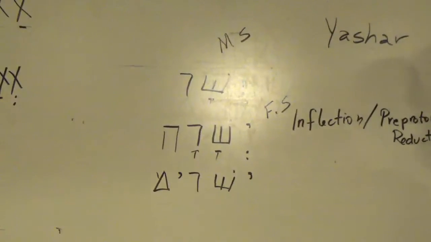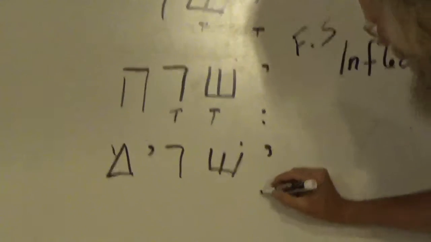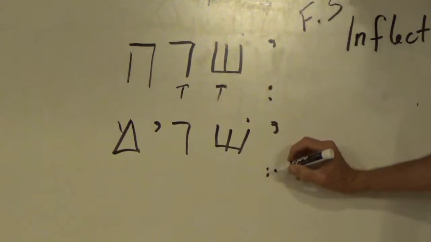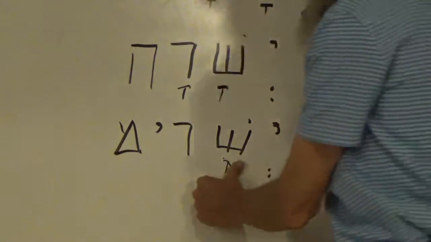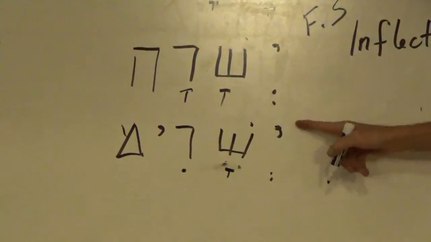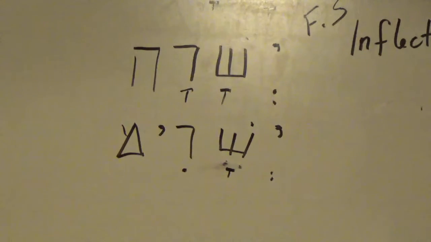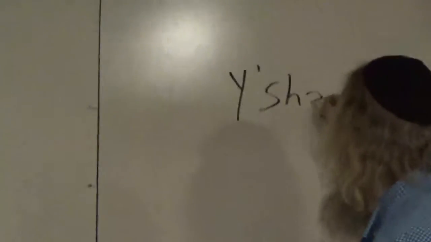Alright, so help me out. Yesharim, alright, same thing. You're going to have the reduction. Sounds are going to be pushed down. Yesharim. With the yud there, you have the reduction. And so when we're transliterating it, it will look like this, apostrophe.